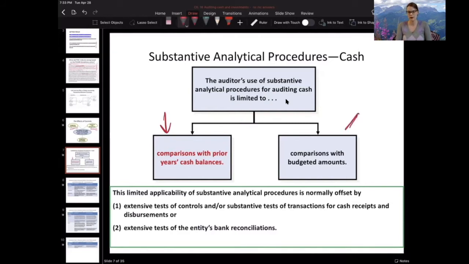Another thing you could do is compare cash balances with budgeted amounts. It's not something I ever did in practice, so I wouldn't say it's common. I think this is really going to be your big analytical procedure with respect to cash. However, even though we're not doing a lot of analytical procedures in terms of cash, we of course did a ton of tests of controls of cash in conjunction with our revenues and purchases testing like we just talked about. And we do lots and lots of tests of the entity's bank reconciliations, which we are going to talk through next. And those tests of bank reconciliations are going to include our cash account confirmations.